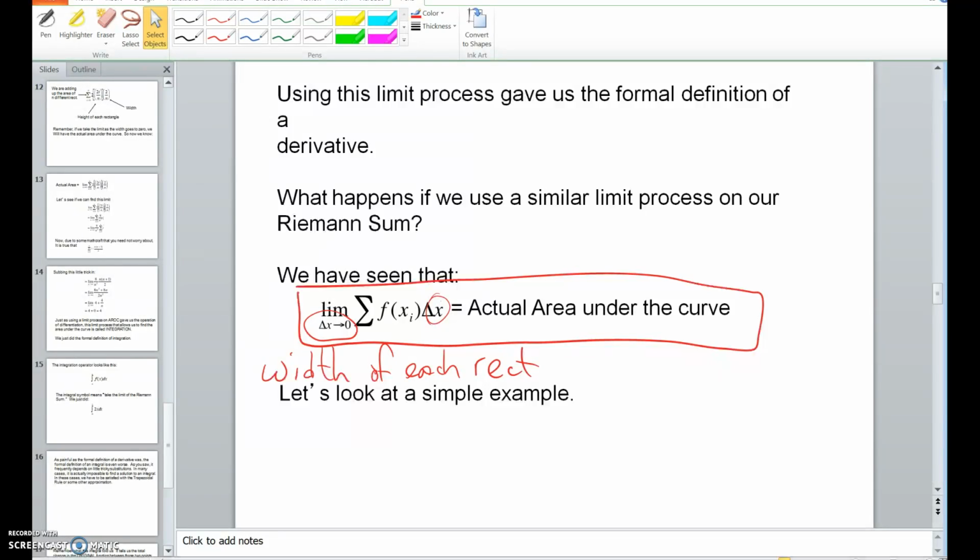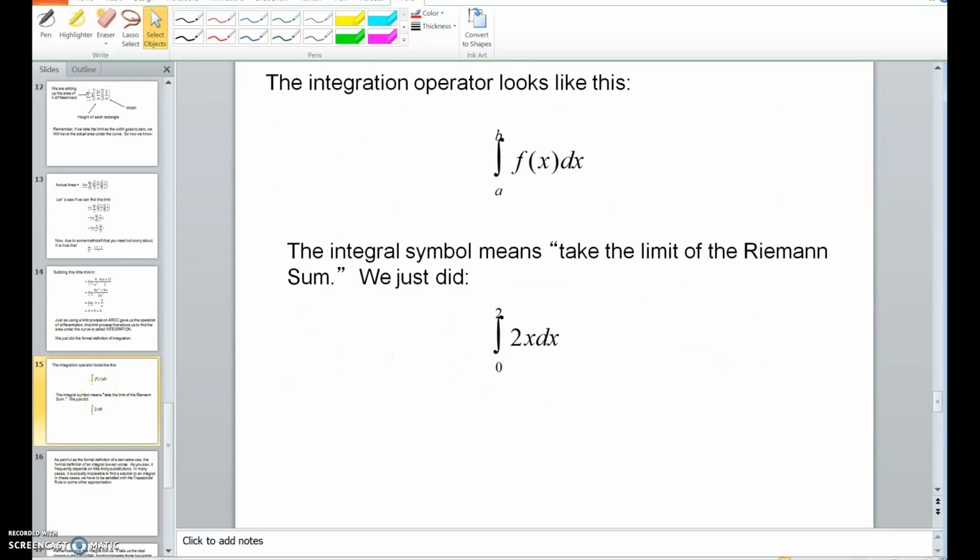The stuff you do need to know is here. This operator, the integral operator, looks like a long skinny S, and it is in fact based on the word sum. So that's a good way to remember what integration is: we are adding up an infinite number of infinitely skinny rectangles. There might be numbers above and below the integral operator. That means from A to B.